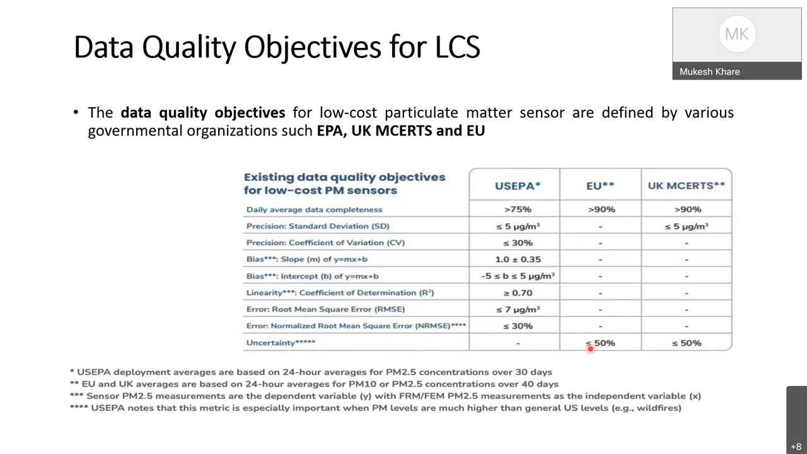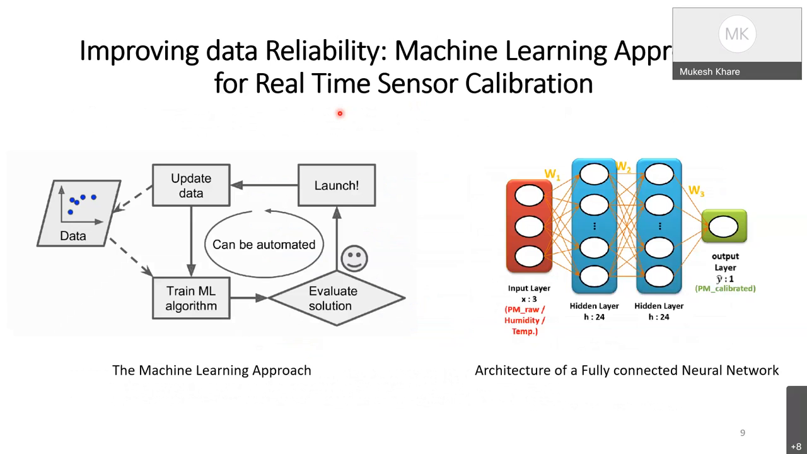Now, the main problem is the calibration of these sensors. There are various approaches for calibration of the sensor. It is shown in the picture on the right. The input layer uses the PM raw data, humidity, and temperature. The calibration factor is strongly dependent on temperature and RH, which are highly variable in Indian conditions, diurnally as well as seasonally.